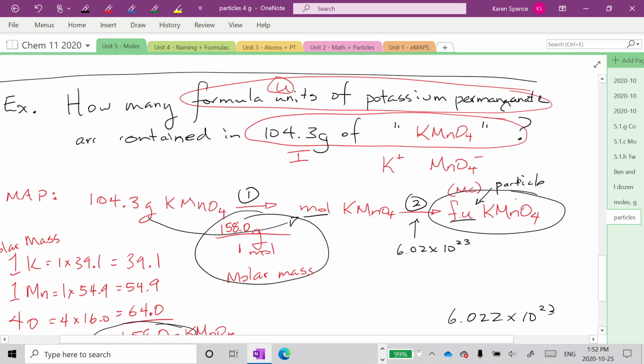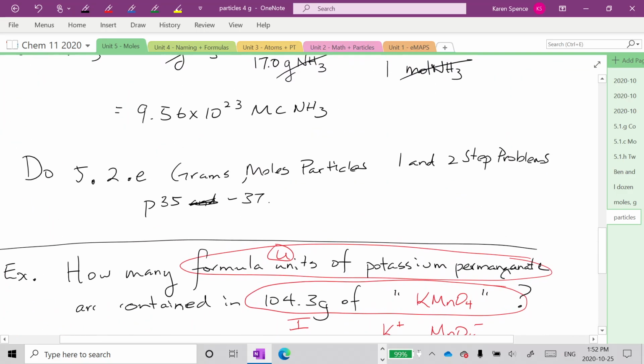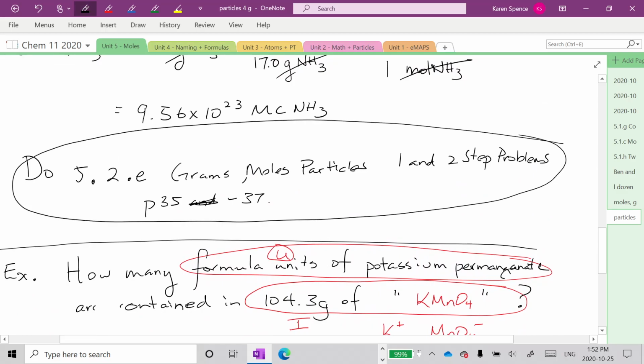All right. If you would like another example of this, just please let me know when you get back to class. And in the meantime, you are going to go and do 5.2e, pages 35 to 37. And come back later and join me for molarity.